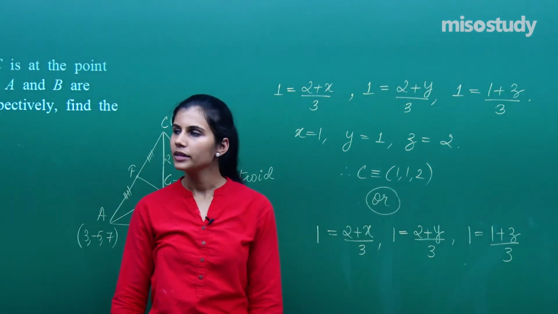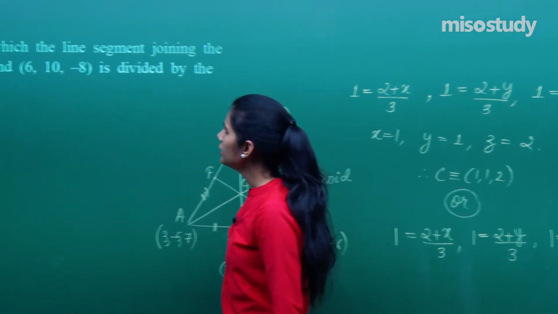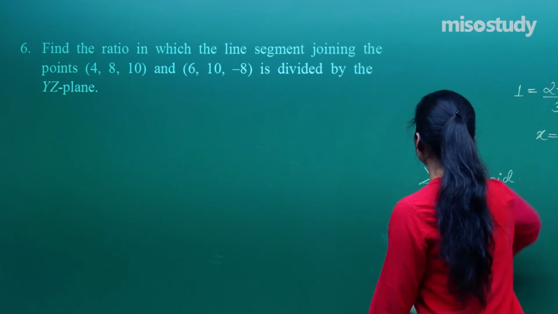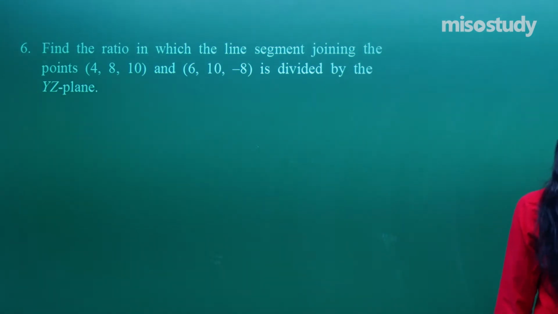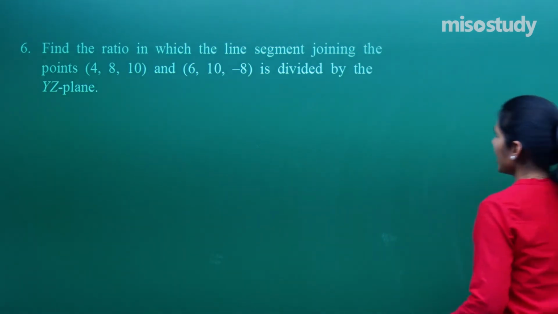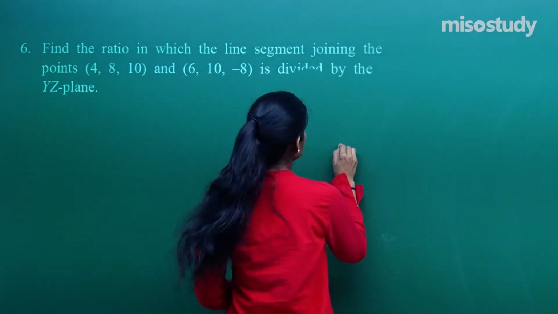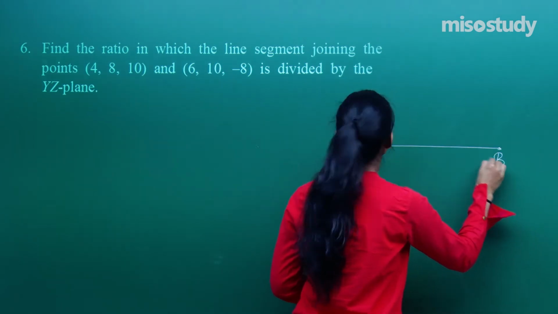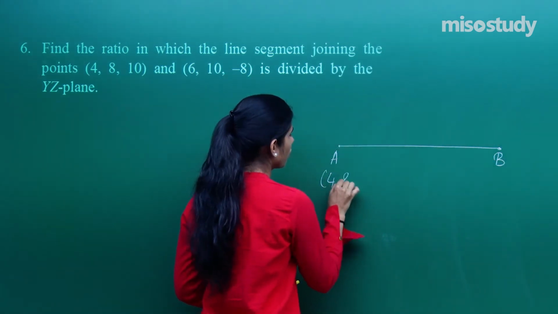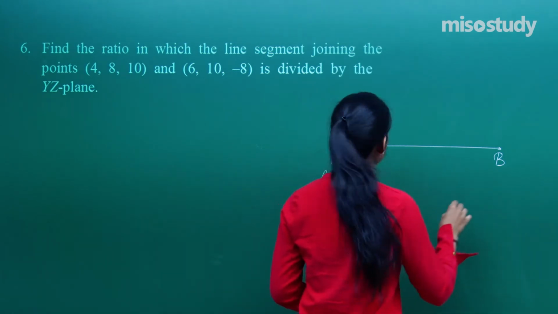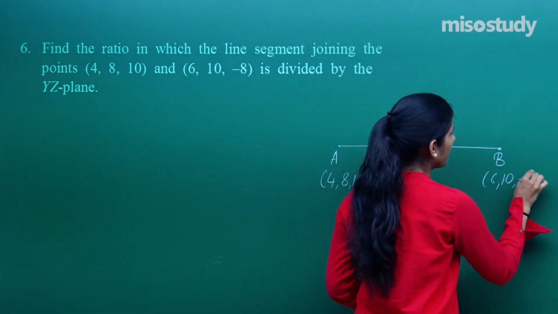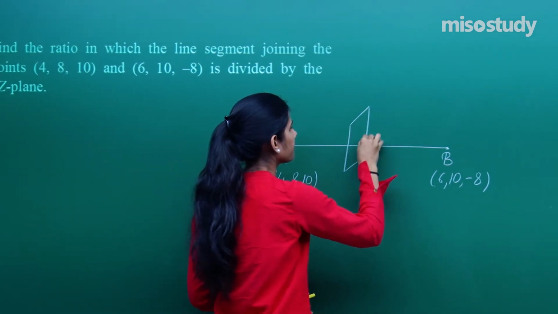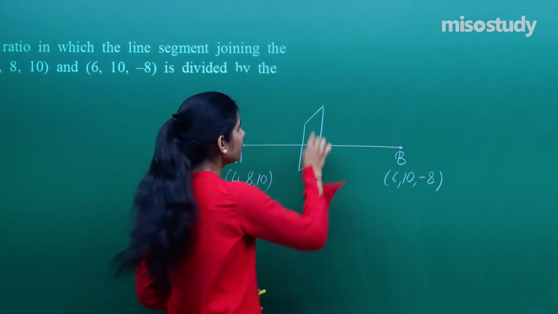You get the exact same values of x, y and z and exact same coordinates of point C. Okay, moving to the next, we have: find the ratio in which the line segment joining these 2 points is divided by the yz plane. Now this is very interesting. I have this segment, say this is point A and say this is point B. A has coordinates 4, 8, 10 and B has 6, 10, minus 8. This is being divided by the yz plane.